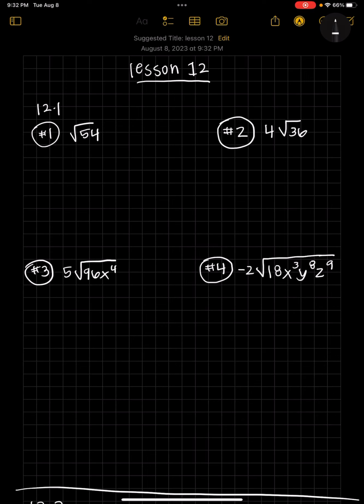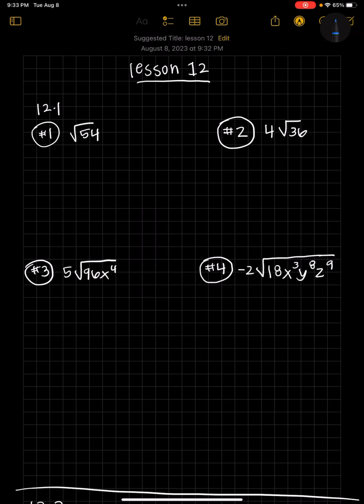This one I'm going to have you do all 5 self-checks, but it should be pretty quick. It's all about square roots and simplifying square roots, adding, subtracting, multiplying, dividing square roots. So the first self-check 12.1 is just asking you to simplify square roots. The way that I like to do this is with a factor tree.